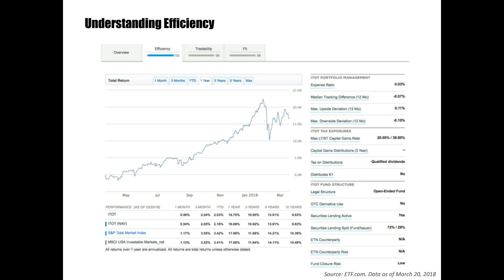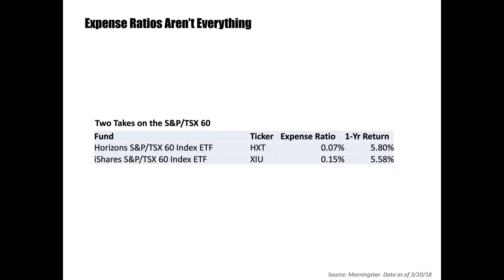And I would just point out that those things aren't always obvious. Here's a look at 2 S&P TSX 60 ETFs. The first one, Horizons, has an expense ratio of 7 basis points. The other one, iShares, has an expense ratio of 15 basis points. You might expect their returns to be gapped by just 8 basis points. In fact, on the trailing year, you can see that the gap is actually 22 basis points. Now, 22 basis points may not seem like much, but it's worth paying attention to in a world where we're only expecting 5 to 7% returns. It's a significant chunk.